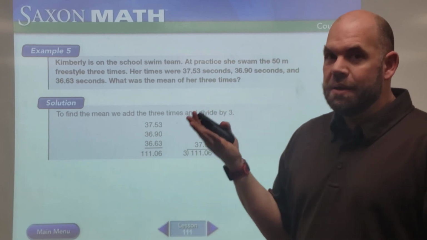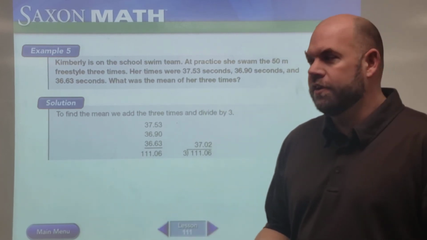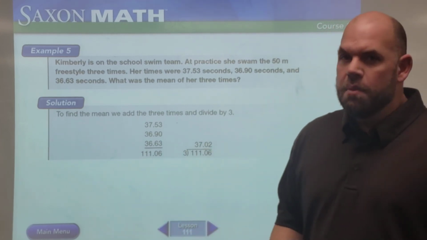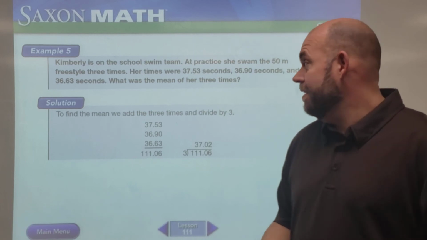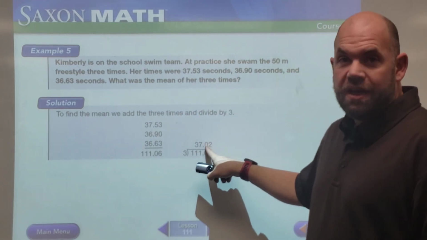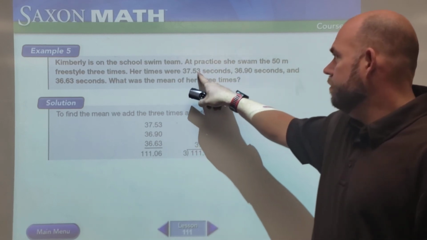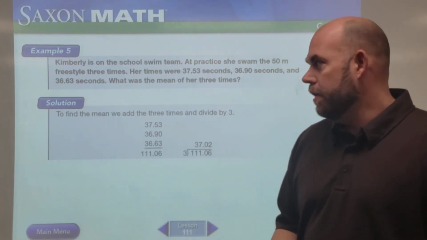Do we need to round that up or down? No, unless someone's asking, what's her average time to the nearest second? Then we'd say 37 seconds. But really, it's just saying, what's the average? 37.02. We want to be exact here. Obviously, her times are exact. And are we going to round to the nearest thousandth? No, because here they're just rounding to the nearest hundredth. So let's stay consistent with how we're putting our answers.